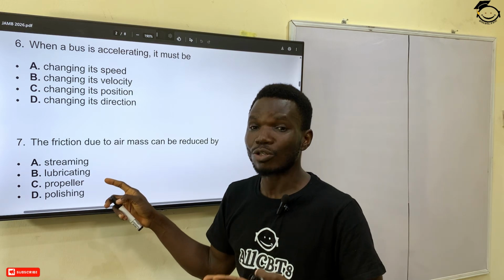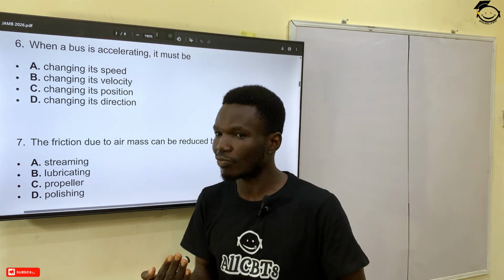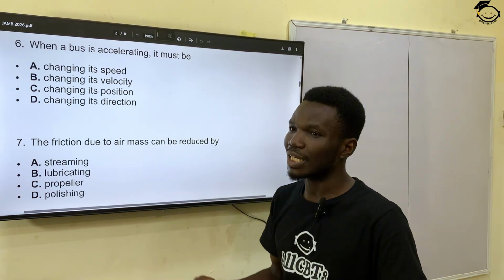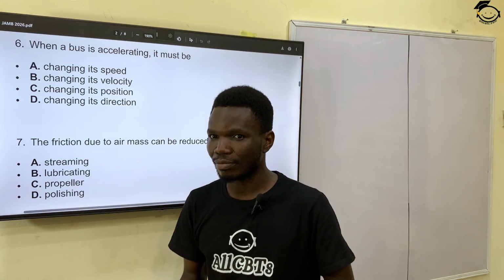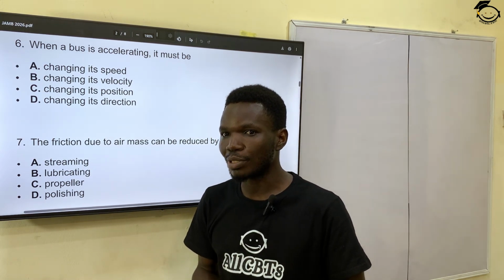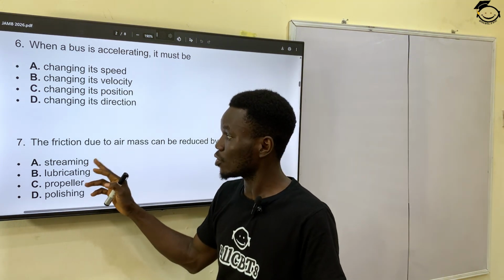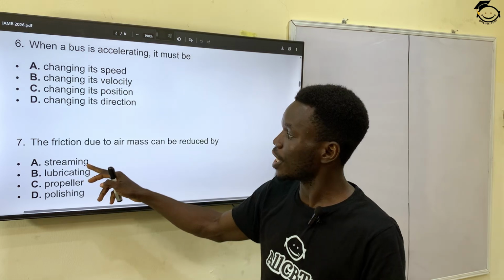So while you're running or while something is flying in the air, there's a force that is resisting the forward movement of that body. So how do we reduce it? You reduce it by streamlining. That's why you discover that your airplanes have pointed ends. Even your ships have pointed ends. That's streamlining. So the correct answer to this question is option A, which is streamlining.